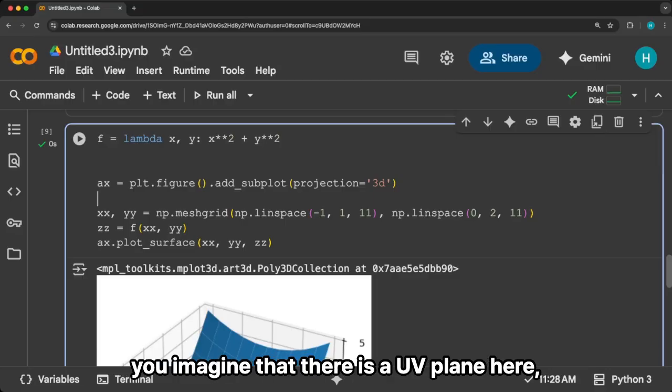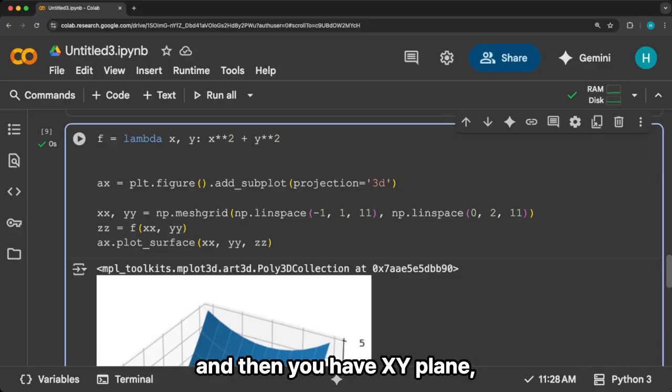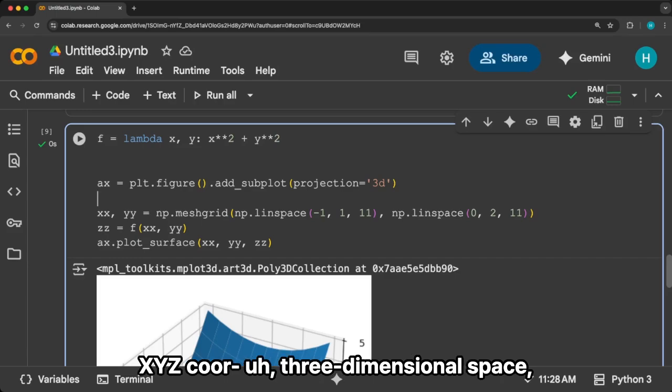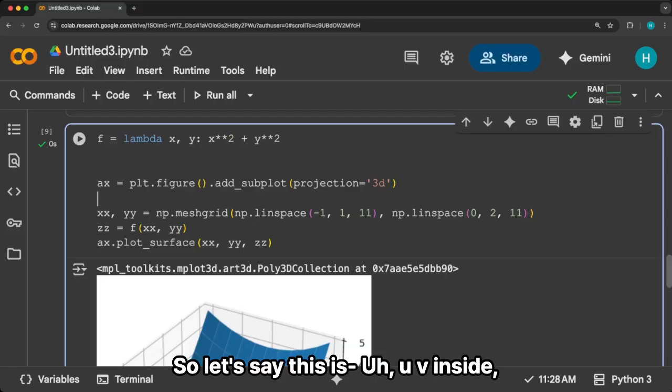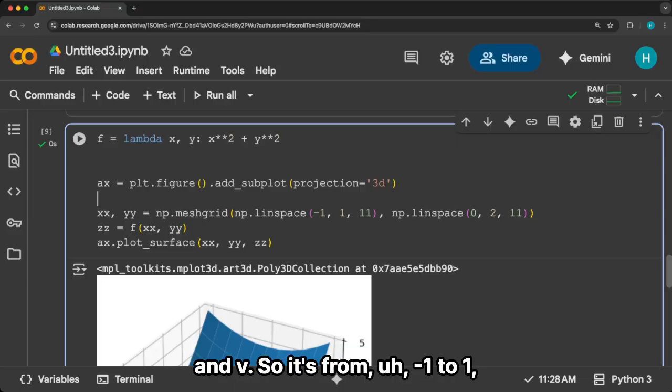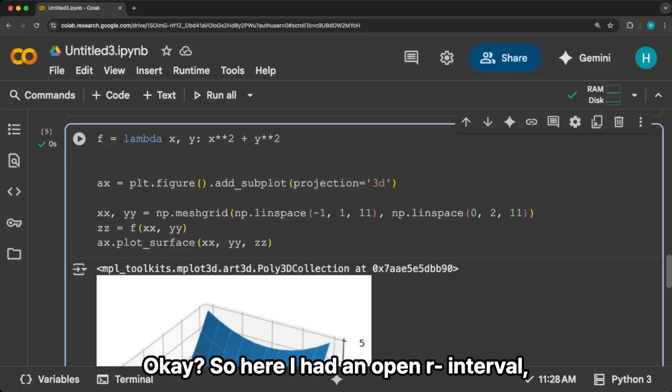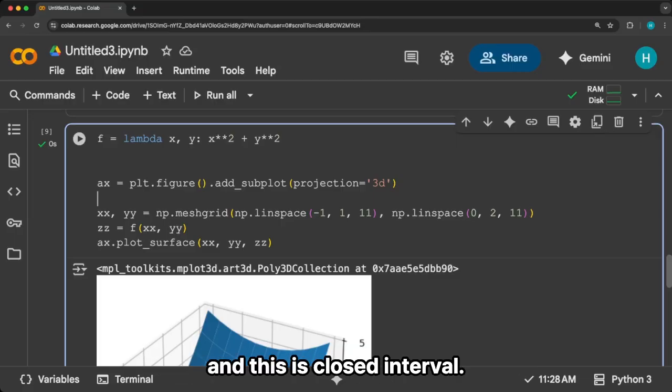So you imagine that there is a UV plane here, and then you have the XY plane, XYZ three-dimensional space. Inside the UV plane, let me give a domain of U and V. So it's from -1 to 1, 0 to 2 pi. Here I had an open interval, and this is a closed interval.